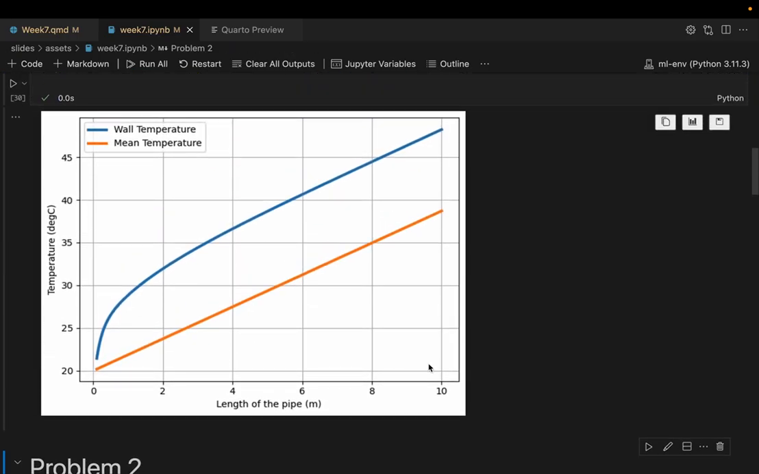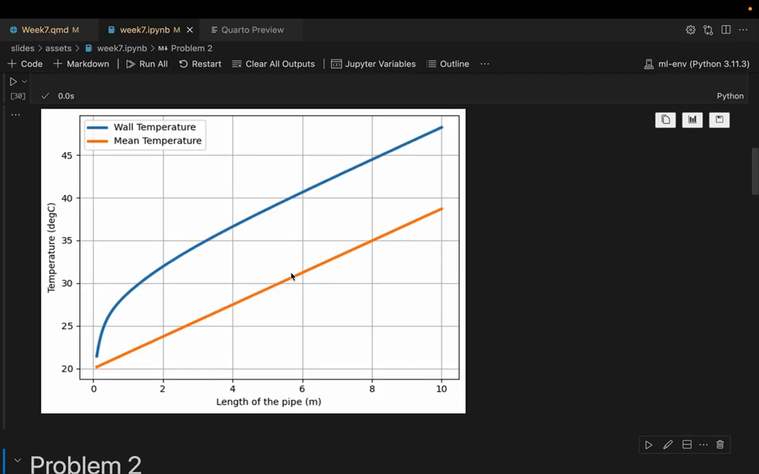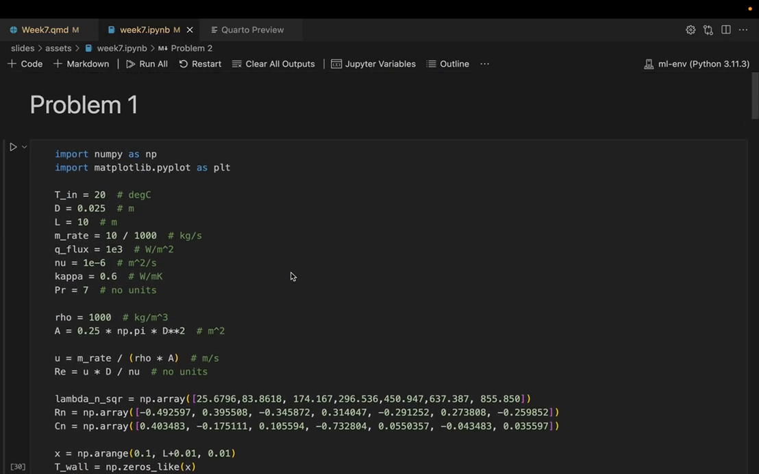You can see if the length of the pipe is close to 10, you can see the linear profile very clearly here. This is what we obtained even when we were solving the case of thermally fully developed flow. When we have a thermally fully developed case, last week we observed that the mean temperature and wall temperature vary linearly with x, and that is what we are getting even here using the relation from the case solution, right? Are there any questions?